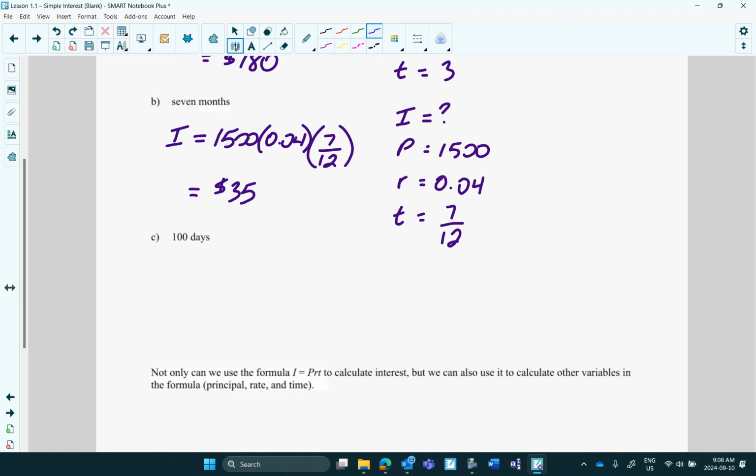Okay, finally, what happens if we invested it for just 100 days? So again, the interest is our unknown. The principal remains at 1,500. The rate of interest remains at 0.04. But this time, the time, how do I write 100 days as part of a year? 100 over 365. Nope, leave it, because we're calculating it, so we don't need to worry about reducing.